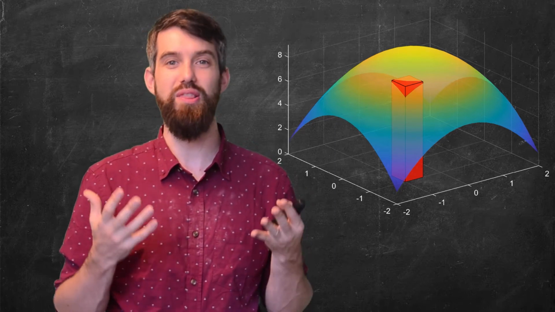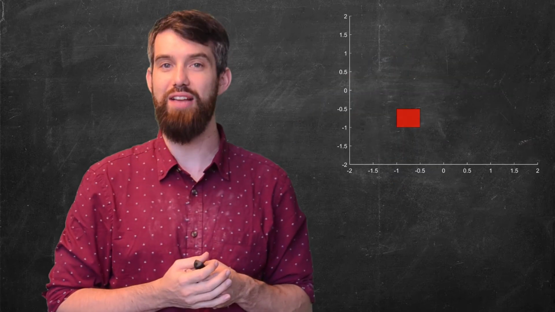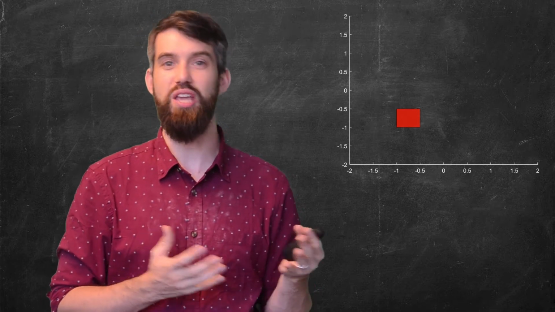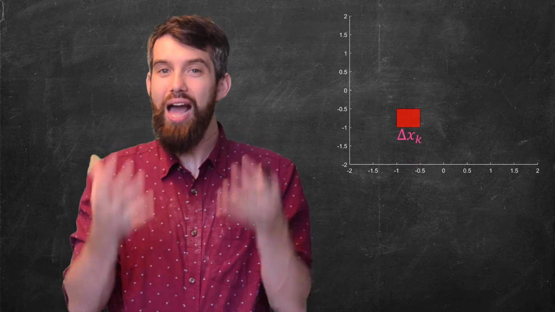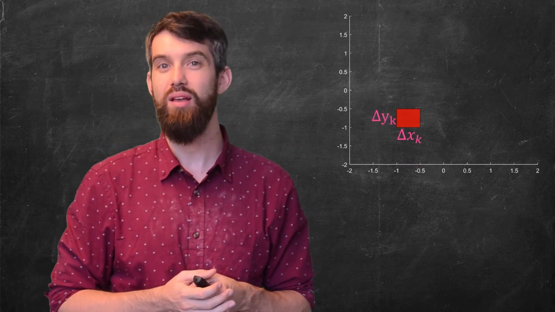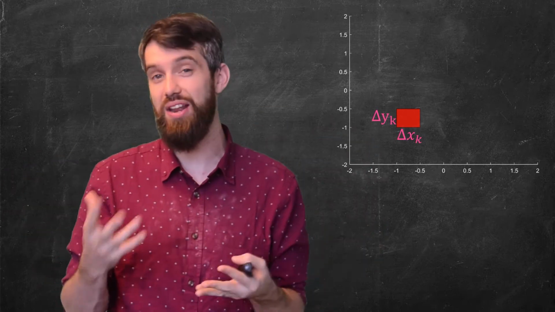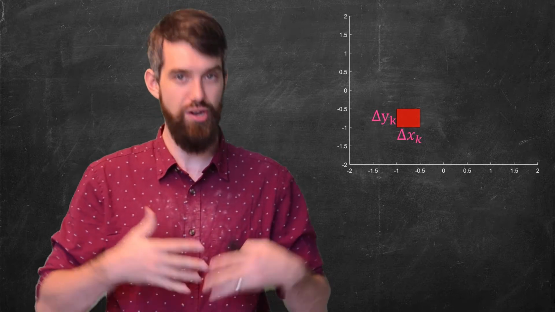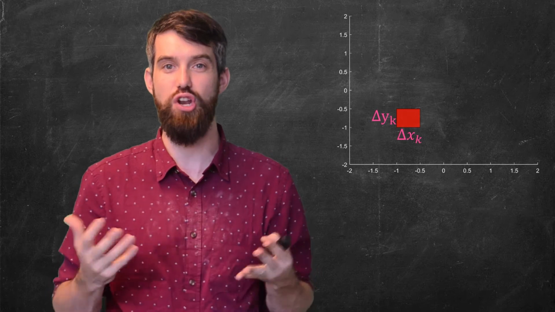Let's see how we can define this a bit more formally. I'm going to focus just on the domain, and I've specified some rectangle in the domain. This rectangle has a width that I will define to be delta x, and a height change that I'll define to be delta y. I'm imagining a large number of these little rectangles subdividing the domain, so I call them delta xk and delta yk to denote the kth such little rectangle in the division of my domain.